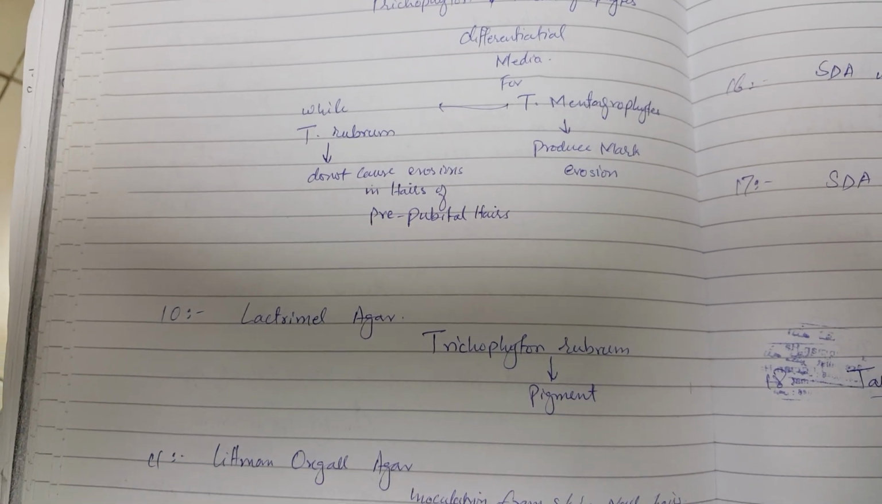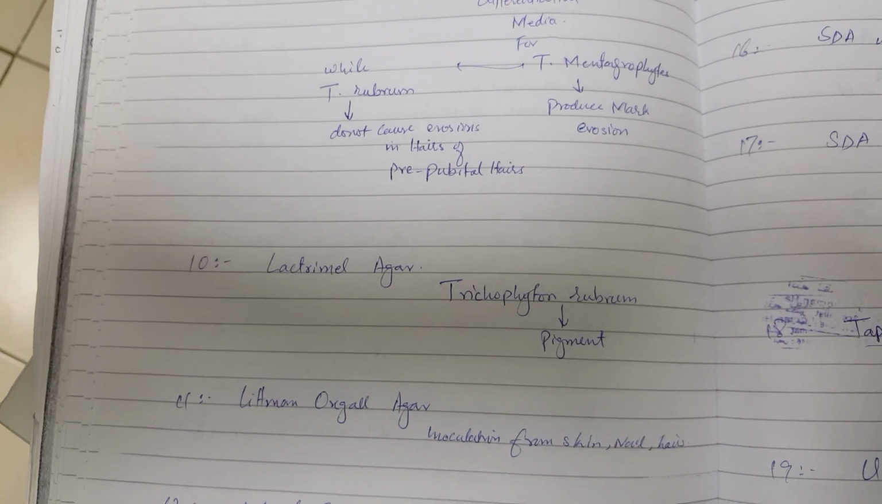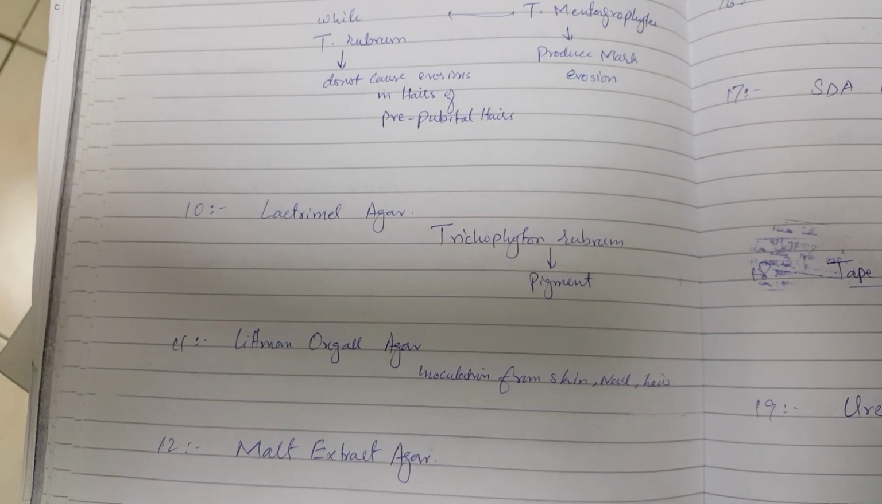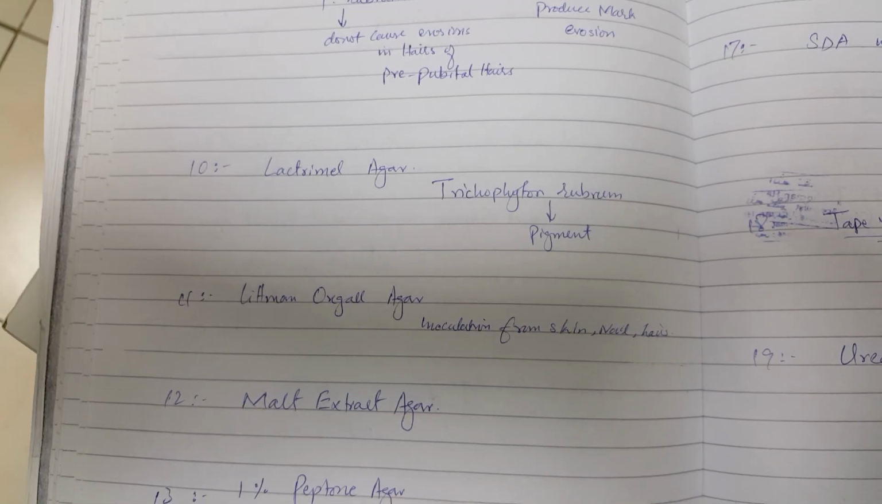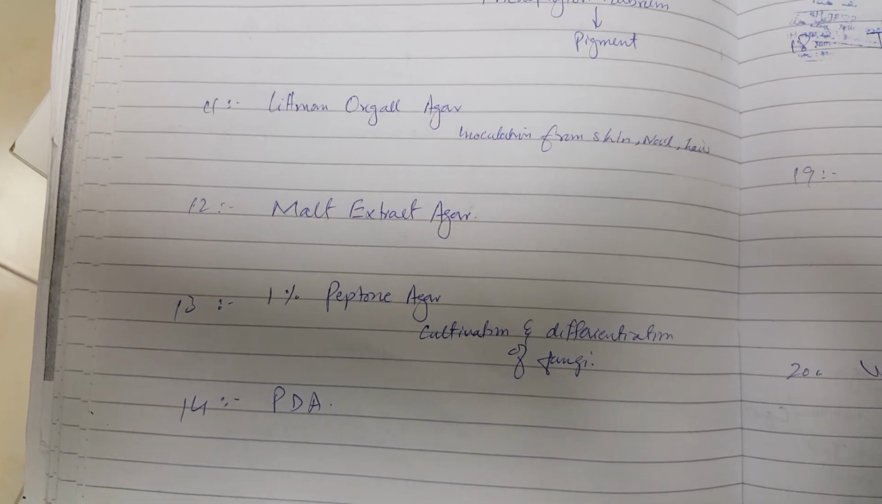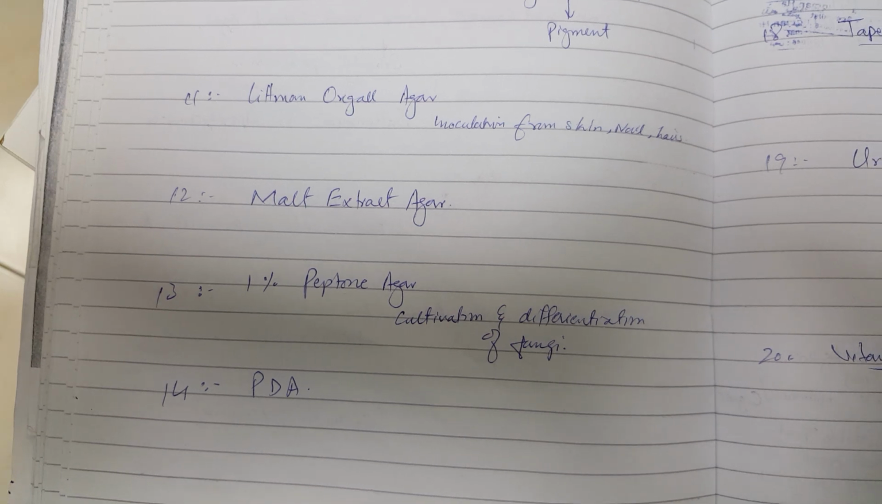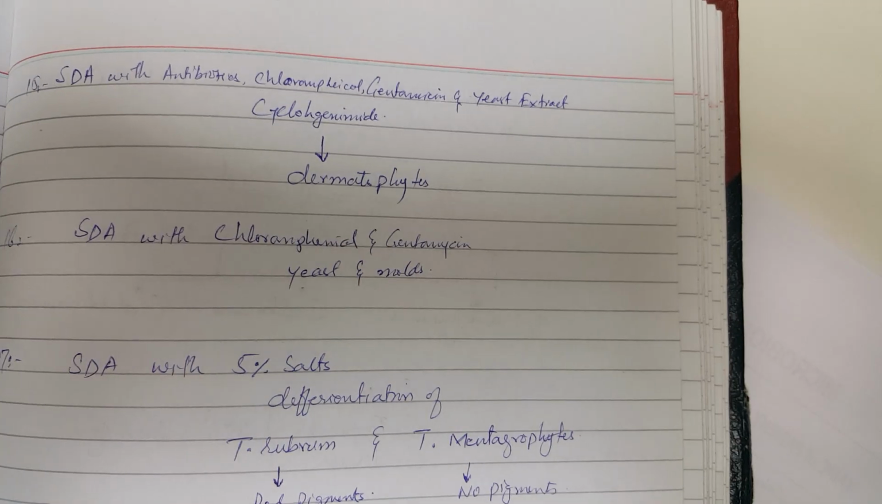Lactrimel agar is used for Trichophyton rubrum, which produces the pigment on this medium, and Littman oxgall agar is used for the inoculation of skin, nails, and hair. The malt extract agar and 1% peptone water peptone agar is for cultivation and differentiation of fungi. PDA is a general purpose media in mycology.